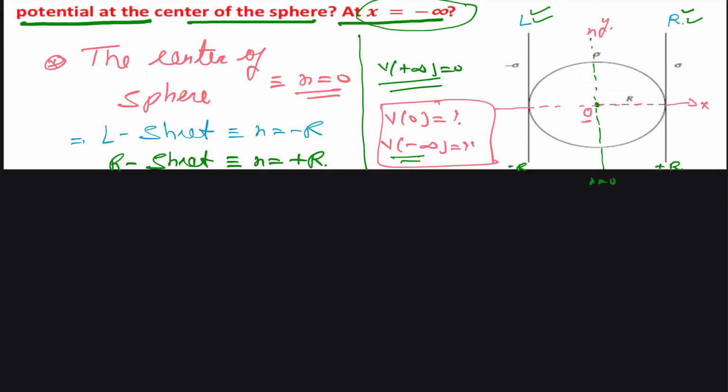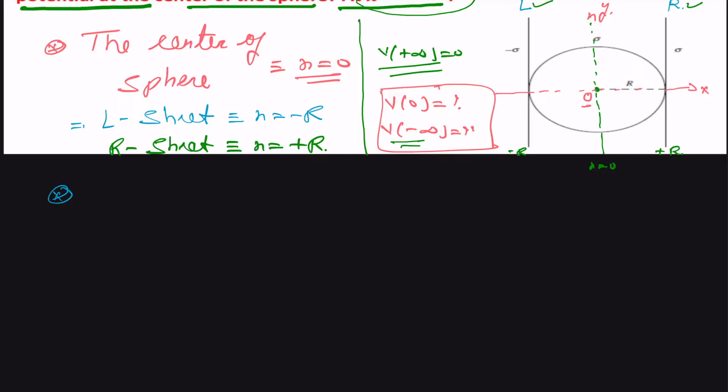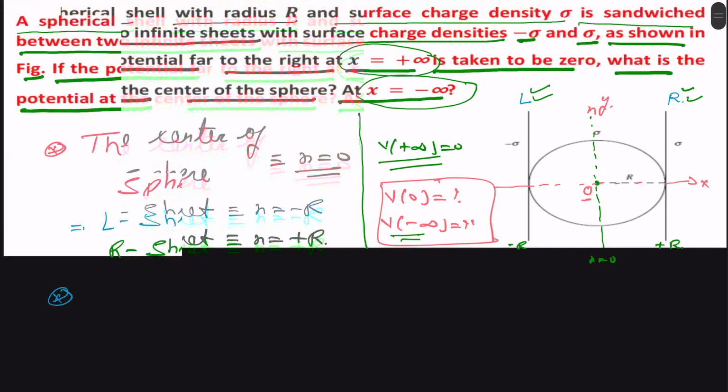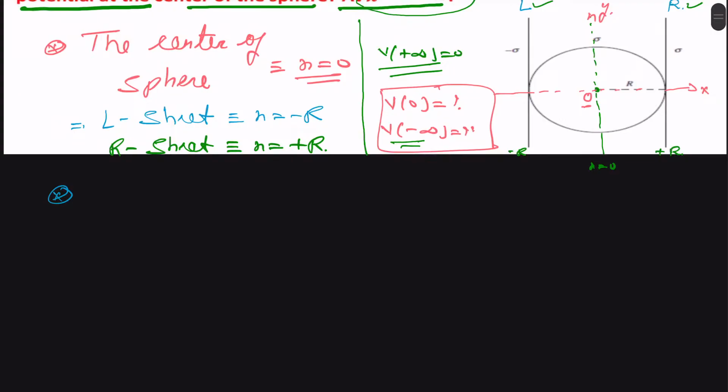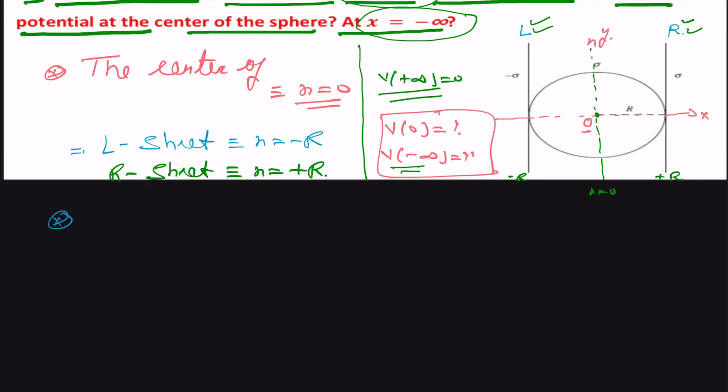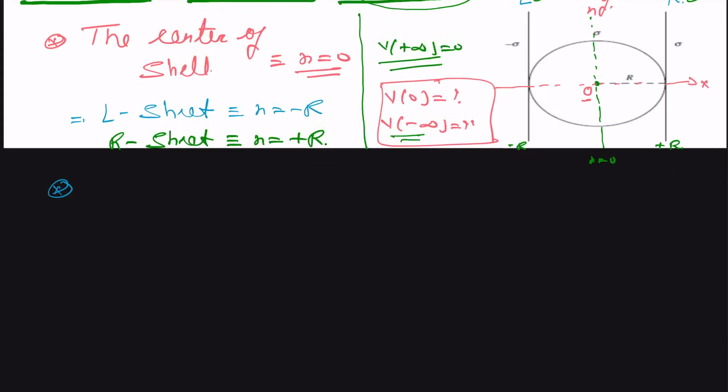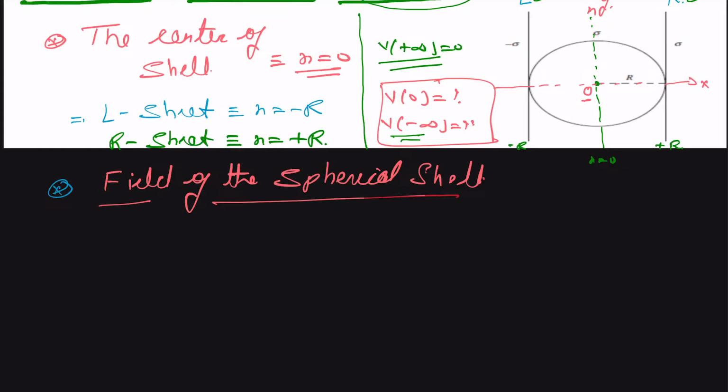So let us start with our sphere, and for that we look at the electric field of the spherical shell. Okay, this is not a sphere, sorry, it is a shell. So here it is given as a shell. We start with the electric field of the spherical shell, and in order to find it, first of all we are going to find out the total charge on the shell.